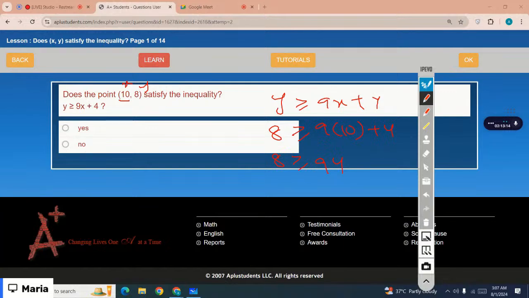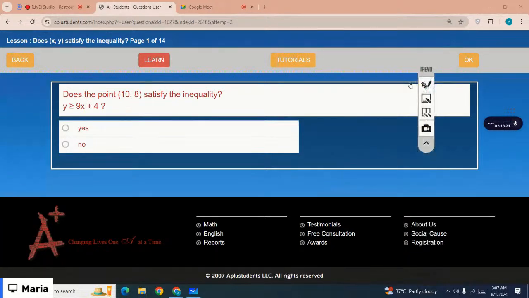The correct option is false, right? 8 is not greater than or equal to 94, so false it is. The correct option is: (10, 8) does not satisfy the inequality. The correct option is no.